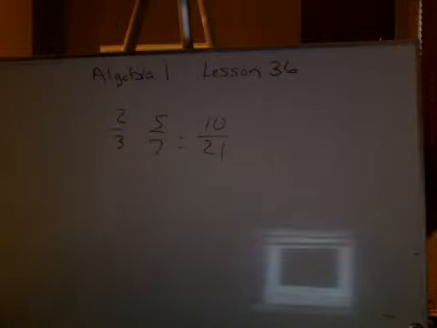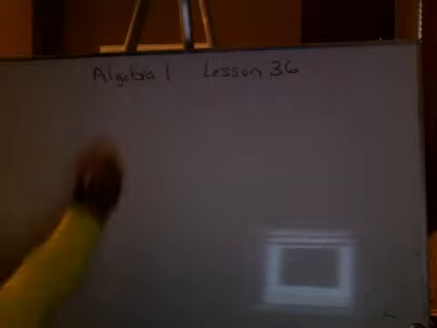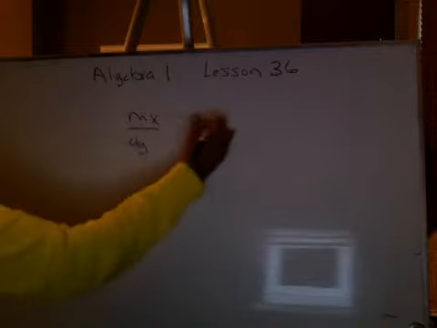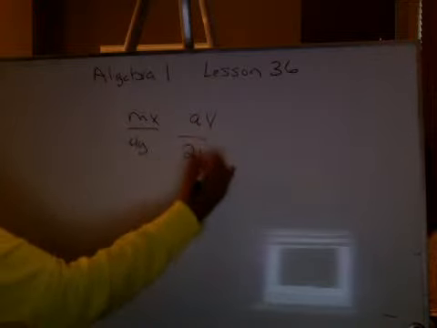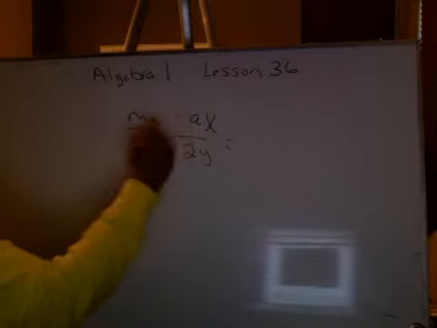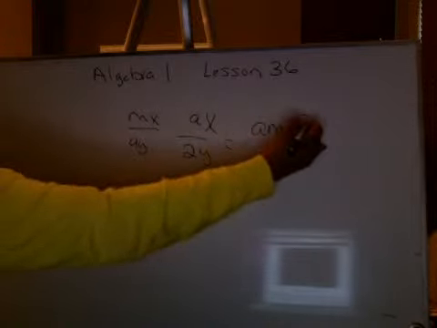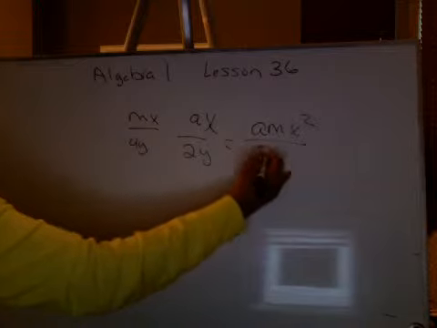Now, since a variable stands for an unspecified real number, all the rules for real numbers also apply for variables. So, for instance, if I had mx over 4y times ax over 2y, the same rule applies. You do numerator times numerator. This becomes amx squared over 8y squared.